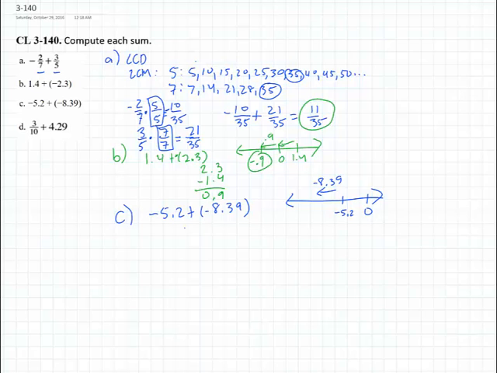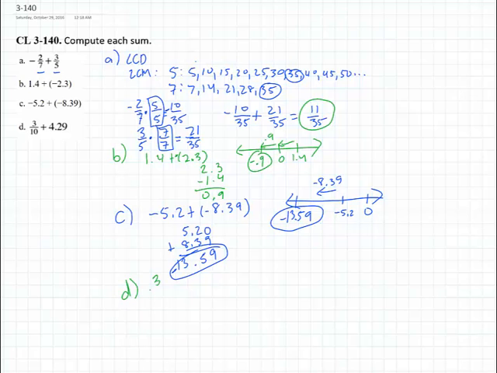So I'm just going to go ahead and add 5 2/10 and 8 39/100. Add a 0 there. 9, 5, and 13. So remember, we're going left, or the value is decreasing, so we'll end up at negative 13 and 59 hundredths. Negative 13 and 59 hundredths. Okay.